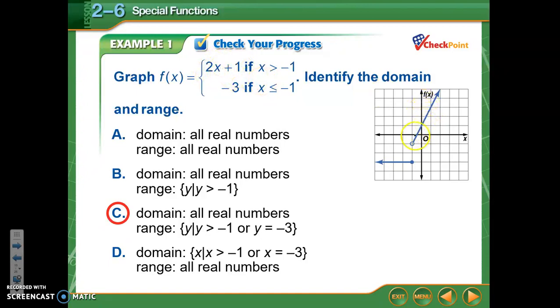2x plus 1 is this line here. And y equals negative 3 is this ray here. My range is y is greater than negative 1 for this part. Here, y is negative 1, and that line goes forever above it. Or y equals negative 3. So there are no y values below negative 3, and no y values between negative 1 and negative 3. So my range is just y is greater than negative 1 or y is equal to negative 3.